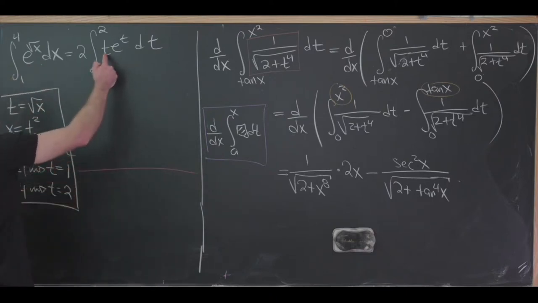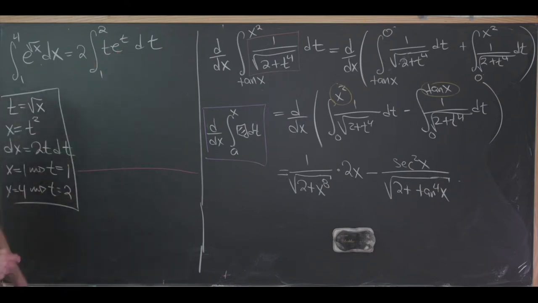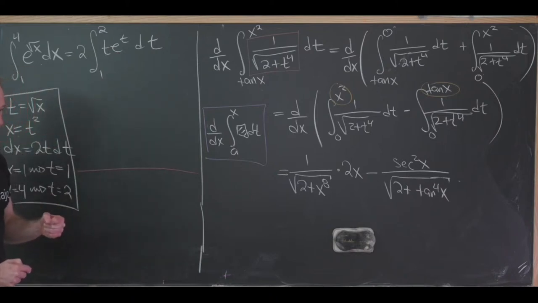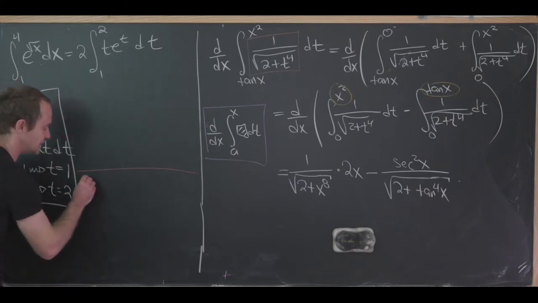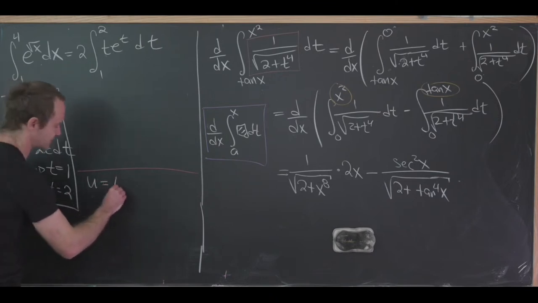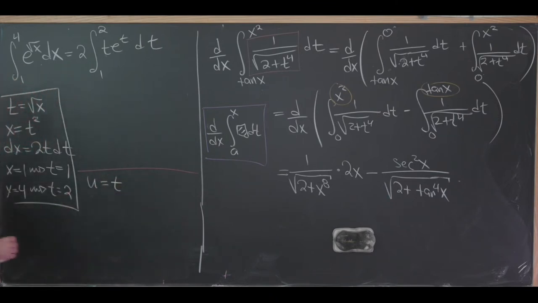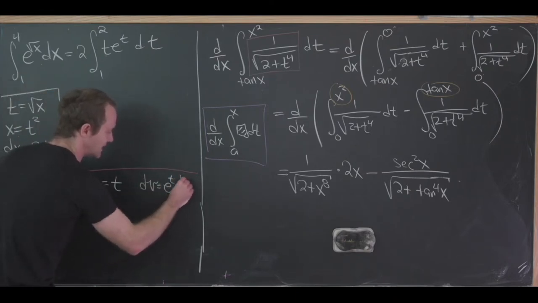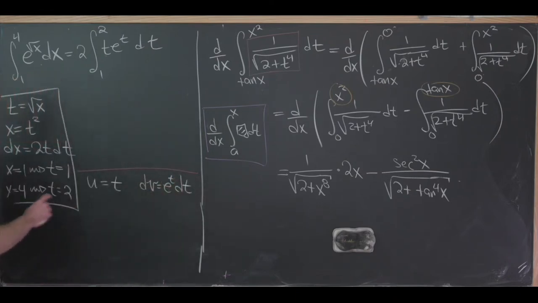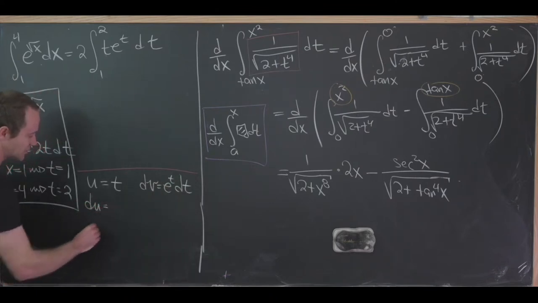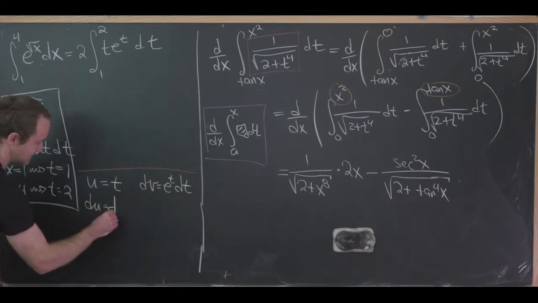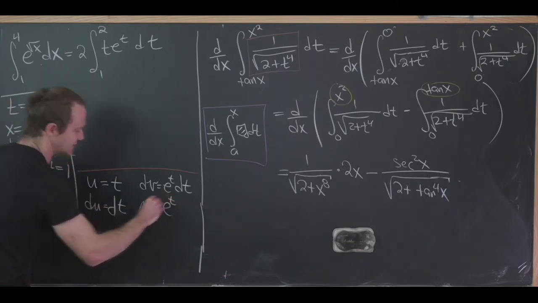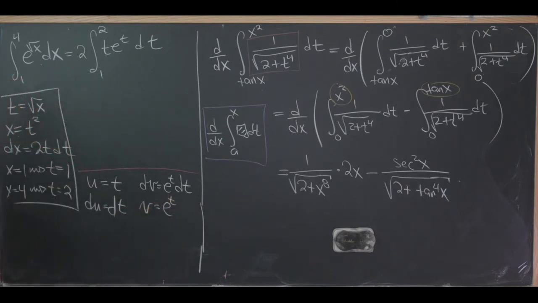So we've got a polynomial times an exponential function. If we've got a polynomial times an exponential function, that motivates us to choose u to be the polynomial, so that would be t in this case, and dv will be the exponential, so that'll be e to the t dt. Then we'll calculate du is equal to the number 1 times dt, so I'll just write dt, and then v is equal to the antiderivative of that, that will be e to the t.